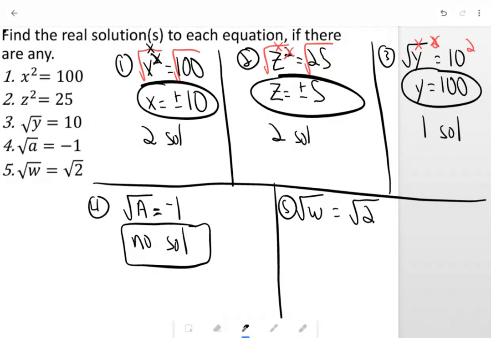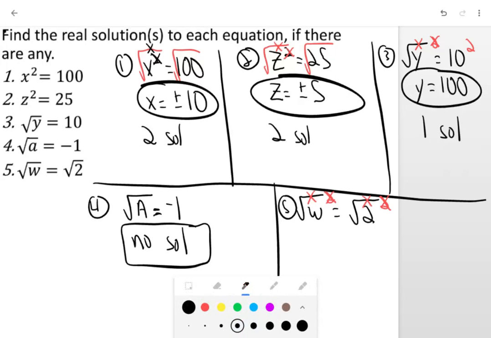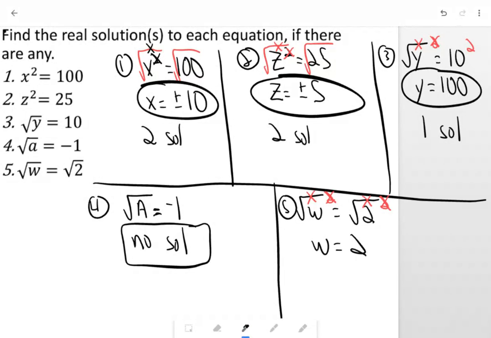Okay. Number 5 is a little tricky because I have square roots on both sides, but that one is still going to have one solution because I can square both sides because this squared will cancel out this square root and this squared will cancel out this square root, and I'll simply end up with w equals 2. So this one also has one solution.